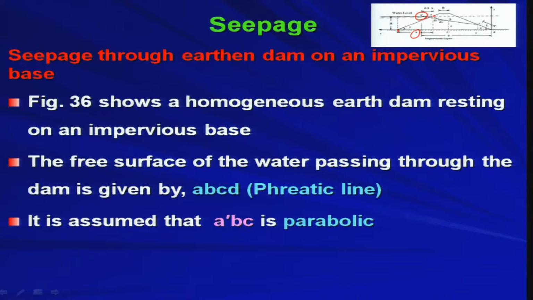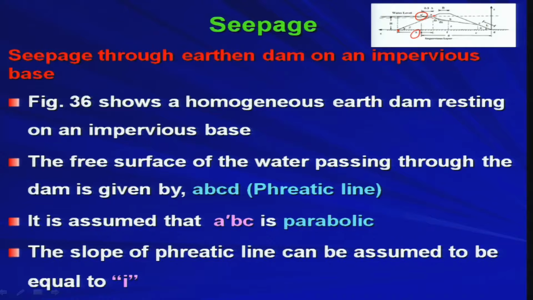Okay. And we are assuming that A prime B C, you can see from the figure, is nothing but a parabolic curve. That is the assumption, and it holds good. It has been observed from experience as well as from calculation that it holds good. So, that is the assumption that A prime, which is 0.3 delta distance away from A towards the upstream side, and B and C, if you connect those points, you will get one parabolic curve. So, your phreatic line will take the shape of a parabola.